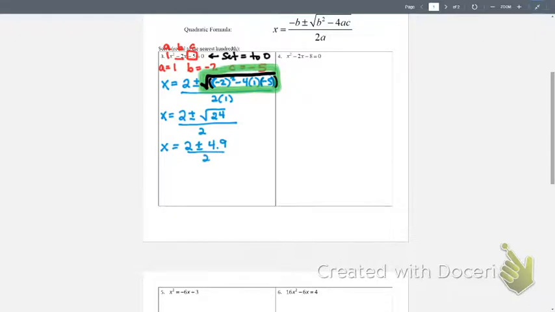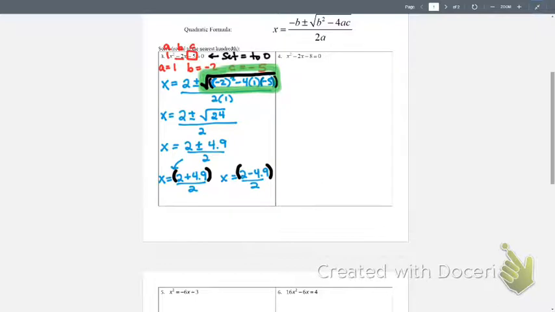Now what you're going to have to do, because the plus or minus means you have two answers that you have to write here, is you're going to have to split this up, and you're going to have to do 2 plus 4.9 on your calculator divided by 2. Then you're going to have to do 2 minus 4.9 on your calculator divided by 2. When you do this, you have to add the 2 and the 4.9 before you divide by 2, and you have to subtract 2 minus 4.9 before you divide by 2.